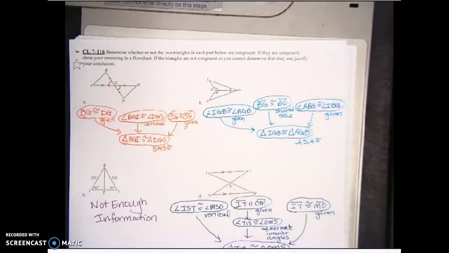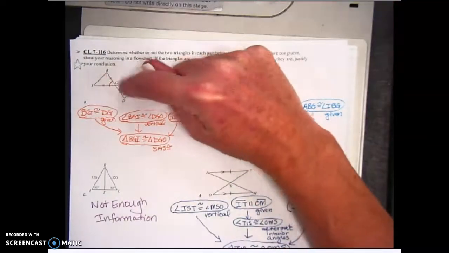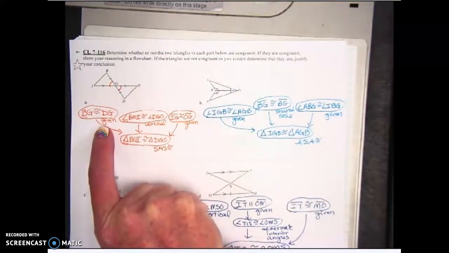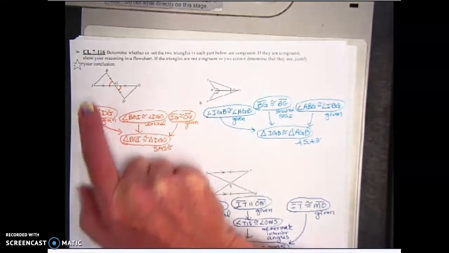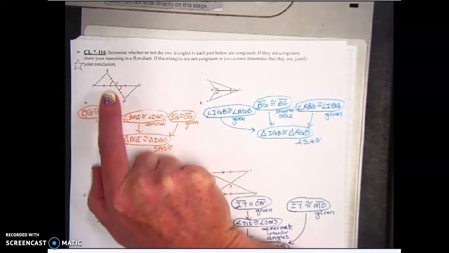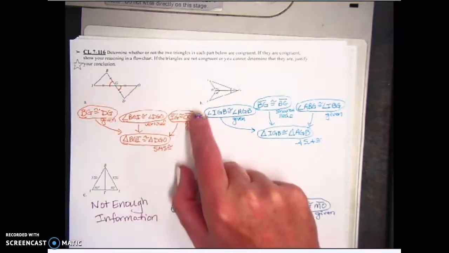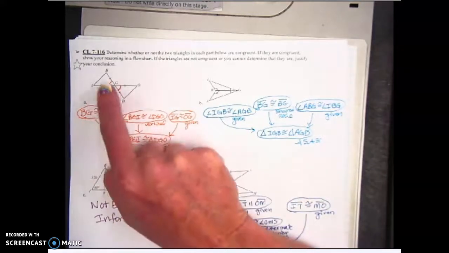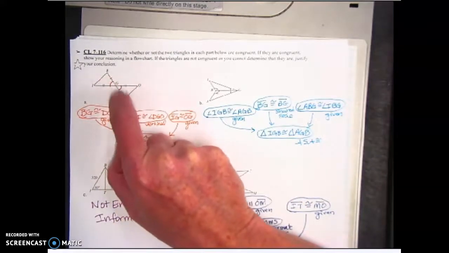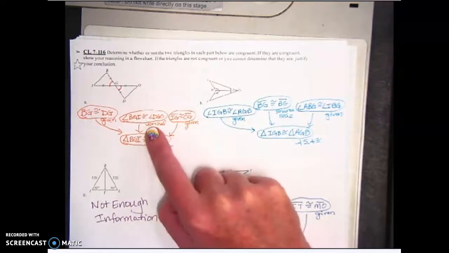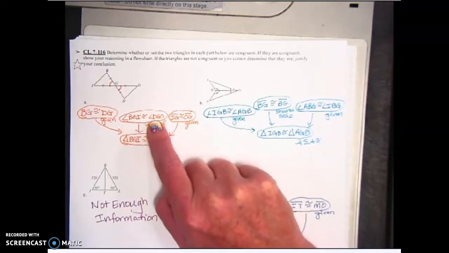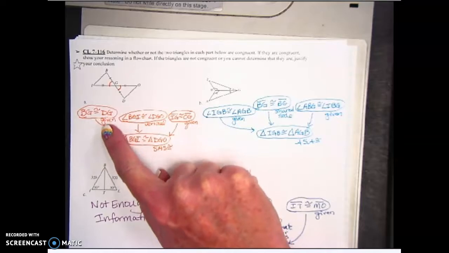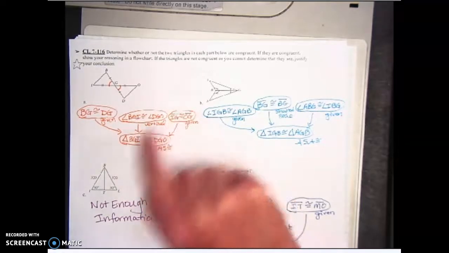So for part A, there's a tick mark on BG and a tick mark on DG. So we say that they're congruent, and that's given to us. There's also a double tick mark on IG and OG, so we say that they're congruent, and that's given to us as well. In between those two sides, and in between these two sides, are two angles that are vertical. Vertical angles are congruent to each other. That makes a side angle side congruence.